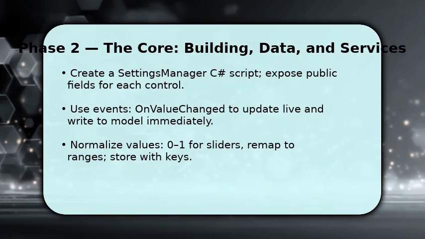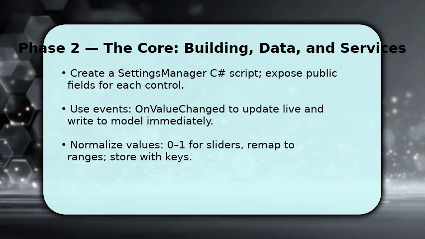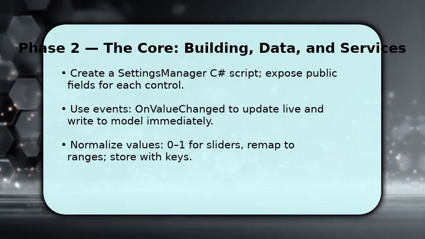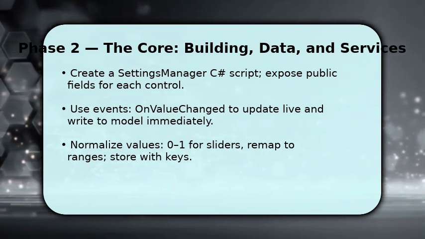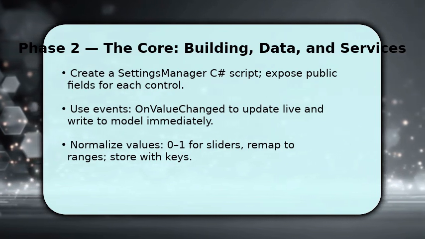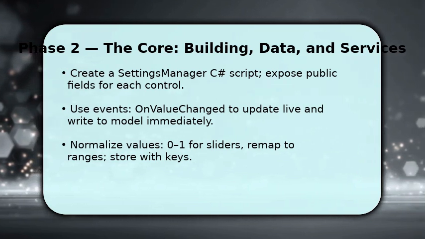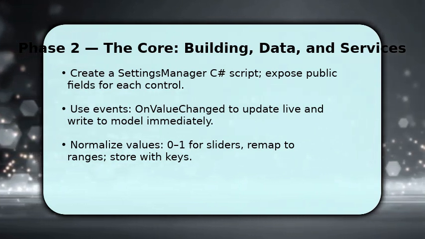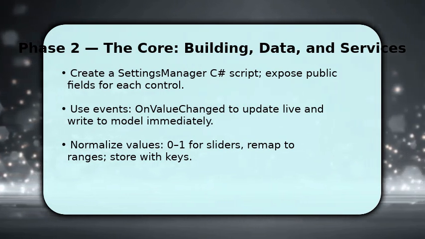Now you bind UI to code so changes actually persist and apply. Write a settings manager script and expose public fields for toggles, sliders, and drop-downs. Drag references in the inspector. Subscribe to on-value changed events so every change updates your model and calls apply methods. This gives instant feedback. Make sliders normalize to 0, 1 and remap to real ranges like volume 0, 100.